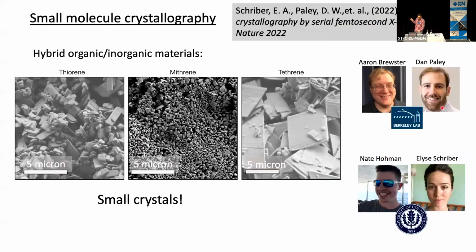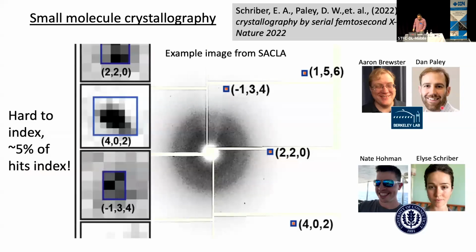And so this is recent work showing hybrid materials that form these really tiny crystals. You can study them at XFELs to get their structures, but they produce really sparse diffraction patterns that are hard to handle. When you have a limited number of spots and you try to index these images, you get a large error on your orientation matrix. And it's hard to refine that orientation matrix because you have such limited data.